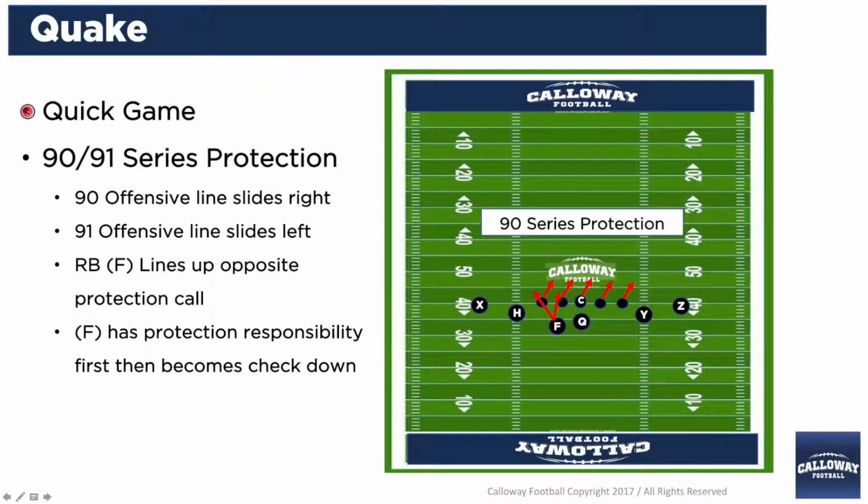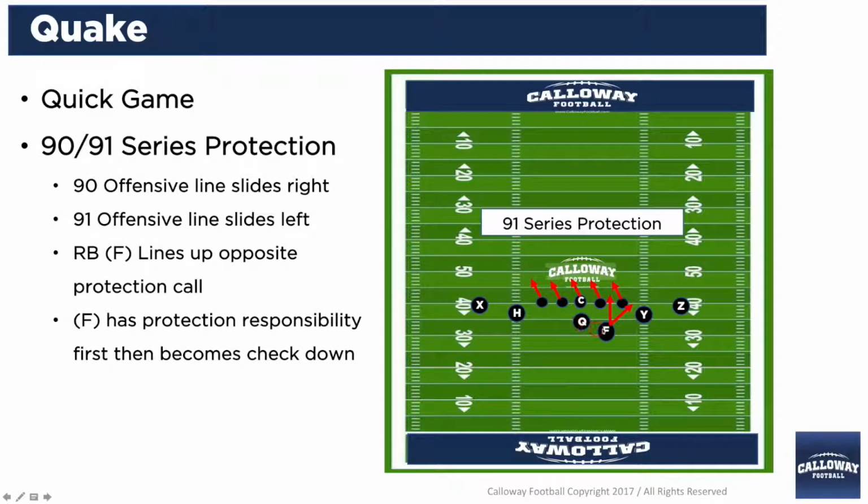Real quick review of some of the stuff we put in the basic lesson. First off, in our quick game, like a play like Quake, we're running 90 or 91 pass protection series blocking scheme. So with 90, the offensive line will slide to the right; with 91, they'll slide to the left. The running back lines up opposite that protection call, has protection responsibility first, and becomes a check down. So the graphic's pretty simple. Offensive line sliding to the right with 90 because it's an even number series, and the running back would have, opposite that, outside pressure or B gap blitzer. 91 is just flip it, offensive line sliding to the left with the running back having B gap to outside protections.